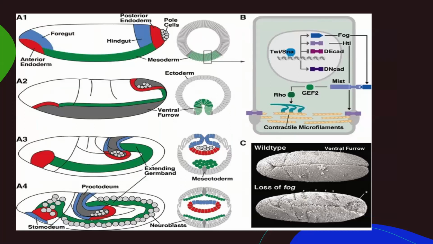So what happened? There are ectodermal cells. This is the anterior endoderm, this is the foregut, the hindgut, and this is the posterior endoderm. These are the pole cells. In this direction, you can see this is the mesoderm, this is the ectoderm, and this is the ventral furrow. So the ectodermal cells on the surface of the mesoderm undergo convergence and extension, migrating towards the ventral midline to form the germ band. That is the formation of the germ band. This was a germ band.